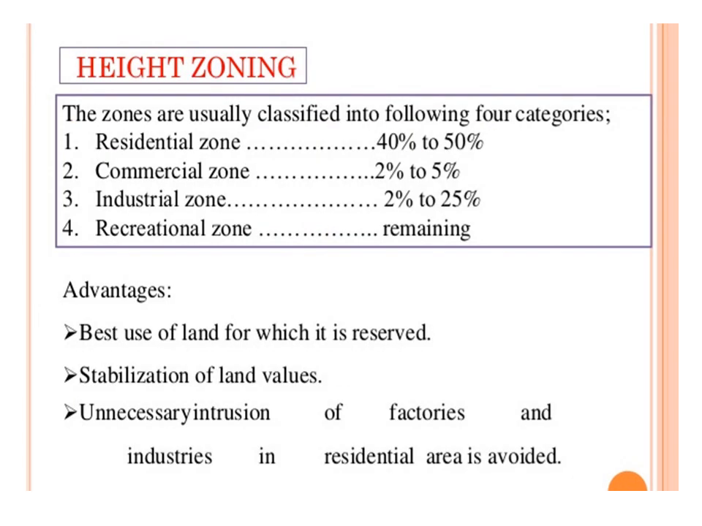The height zoning considers the residential zone, commercial zone, industrial zone, recreational zone. The advantages of height zoning are best use of land for which it is reserved, establishment of land uses, and unnecessary intrusion of factories and industries in residential area is avoided.